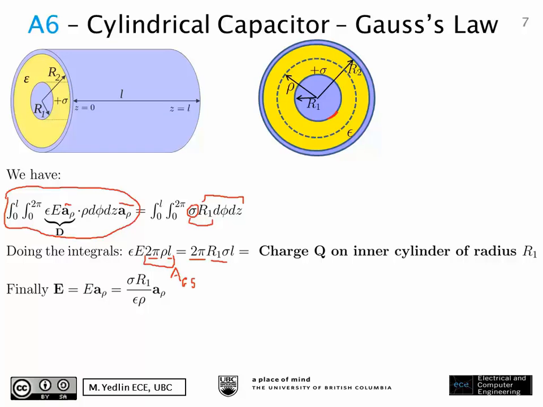The integral over z from 0 to L of 1 is just L, and that's equal to the charge Q on the inner cylinder of radius R1. And we solve for E, simple algebra, and we get this result here. The next step is we will use that to calculate the potential difference across the cylinder.